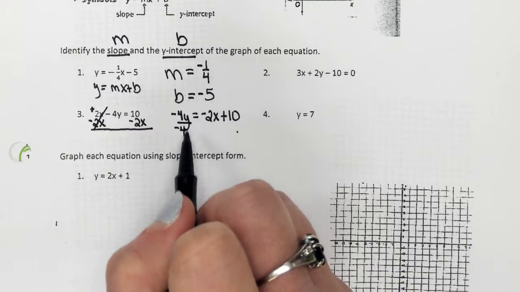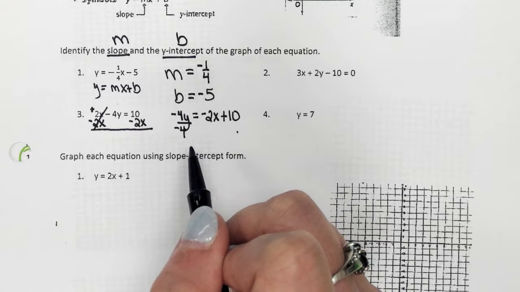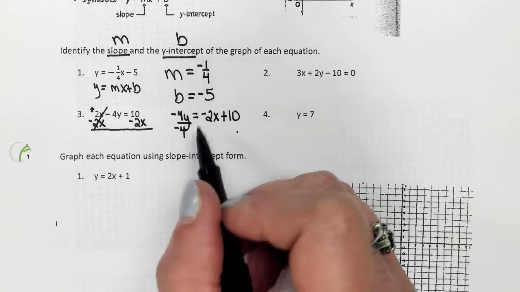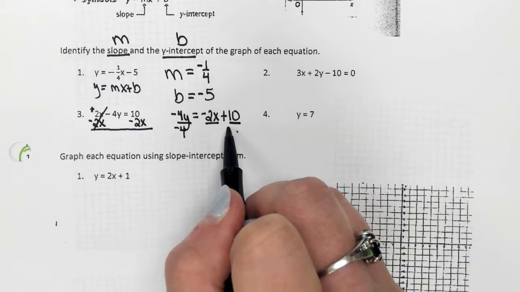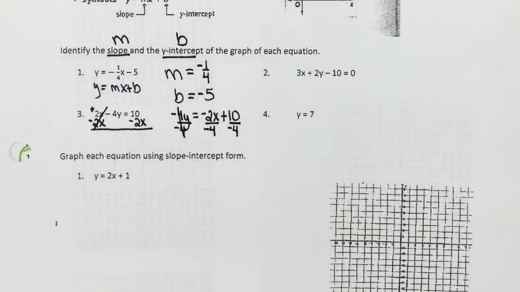If you divide it to 1, I got to do it to everything, right? If I give one of you a grade, I get to give all of you a grade. It's the only thing that's fair, right? So divide everything by negative 4.